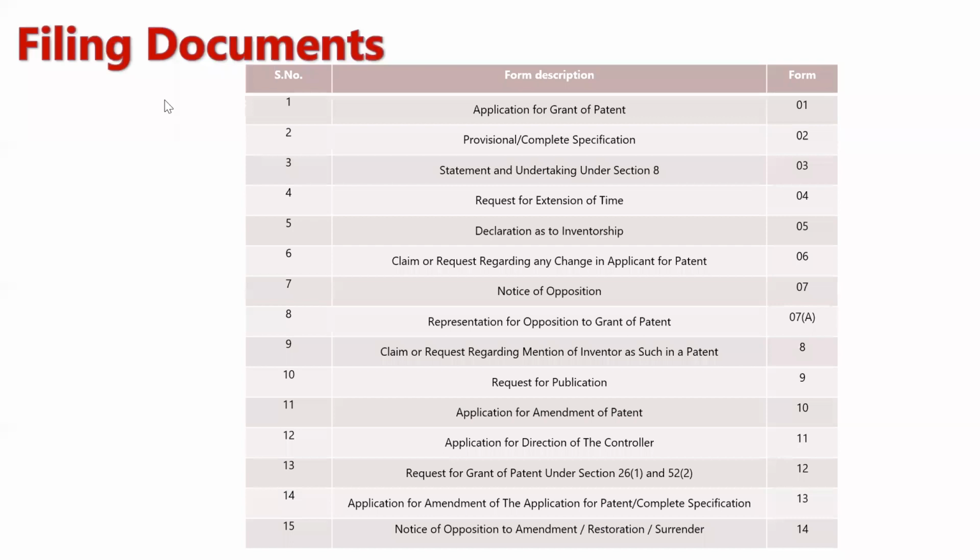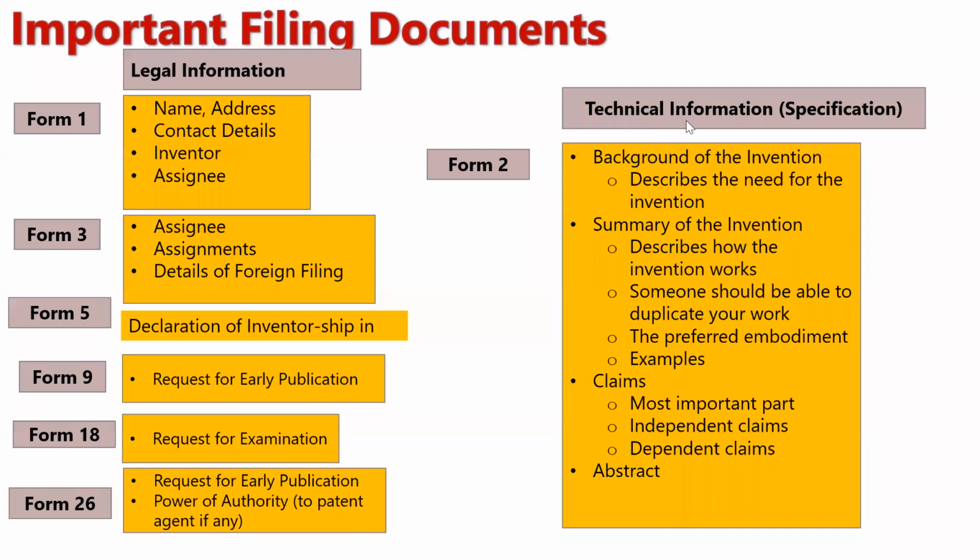So two types of forms we have to fill: legal information and technical information. For legal information, we have to fill form number 1, form number 3, 5, 9, 18, and 26. What these forms 1, 3, 5, 9, 18, 26 are is written here. They contain the legal information, and form number 2 contains the technical information.